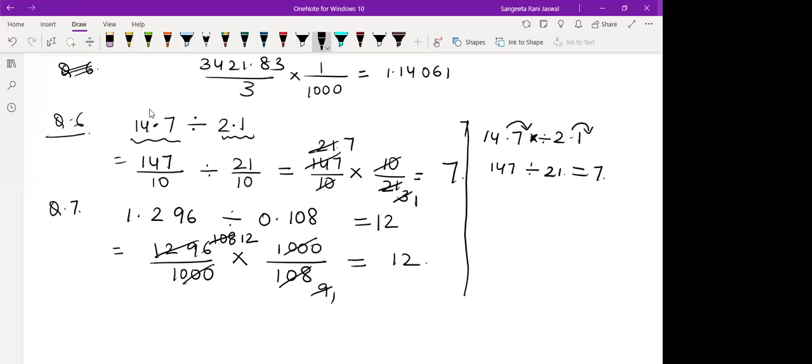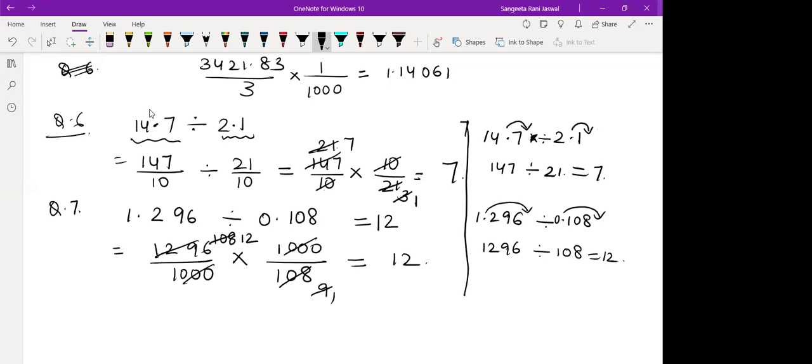Okay, did you understand this? Yes, ma'am. This is another way of doing it. The next question you can do the same way, because they both have the same number of decimal places. 1.296 divided by 0.108. So you have 3 decimal places, and 3 decimal places can be shifted like this. The decimal point is no more there now. This becomes like this.